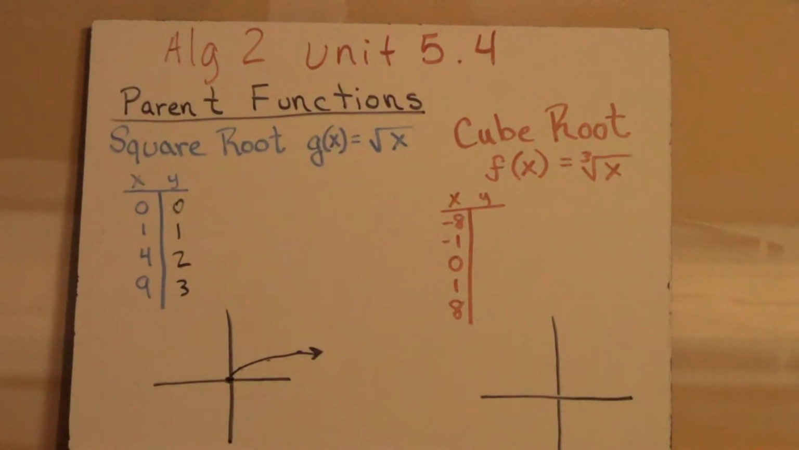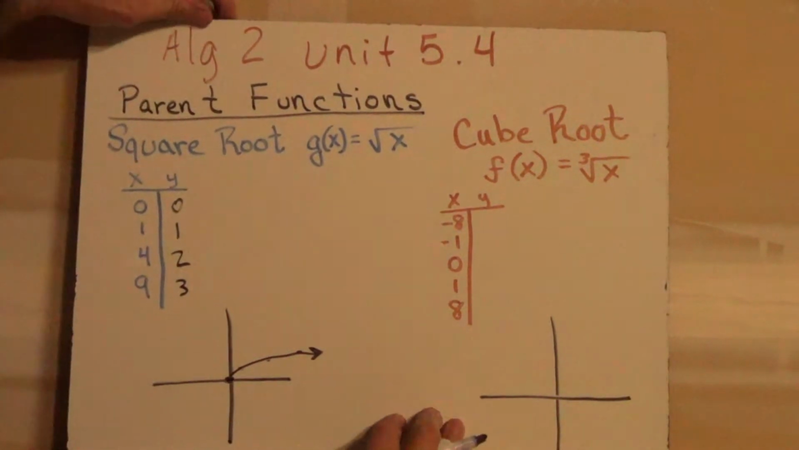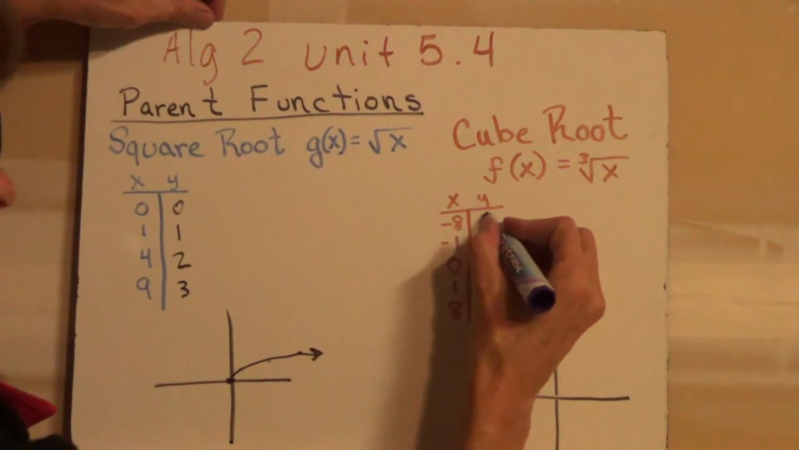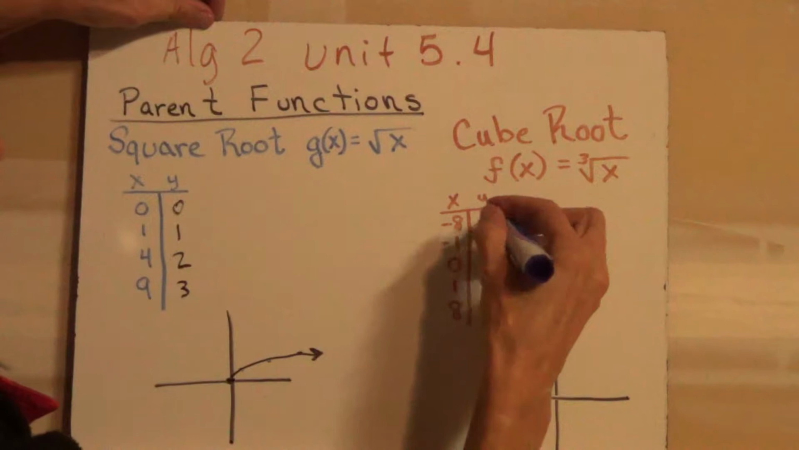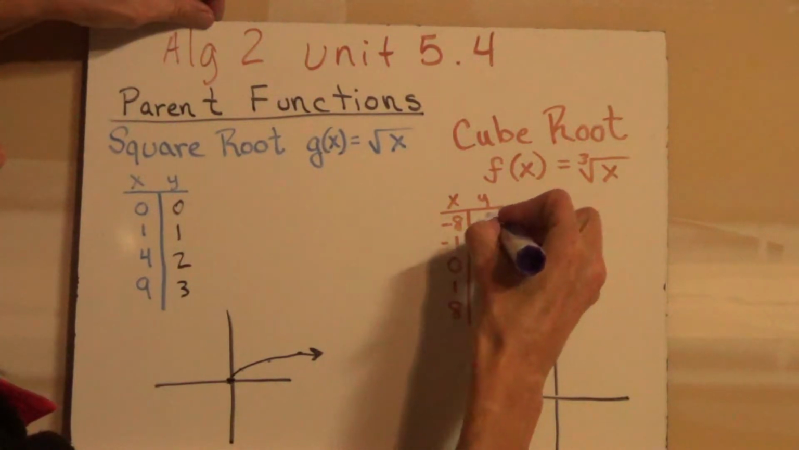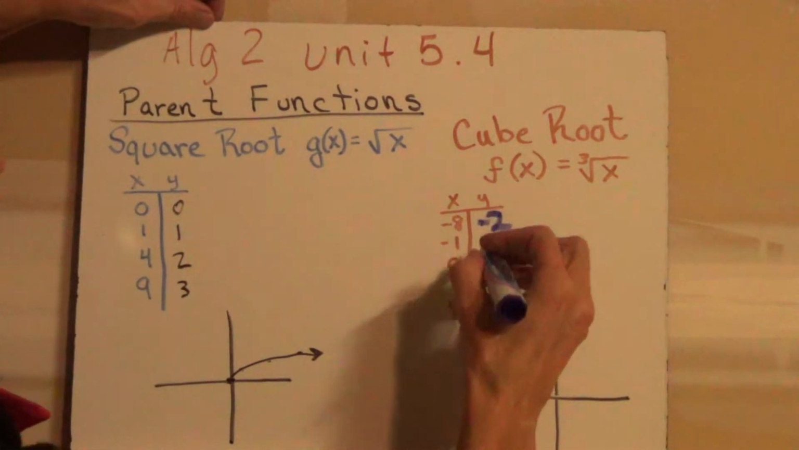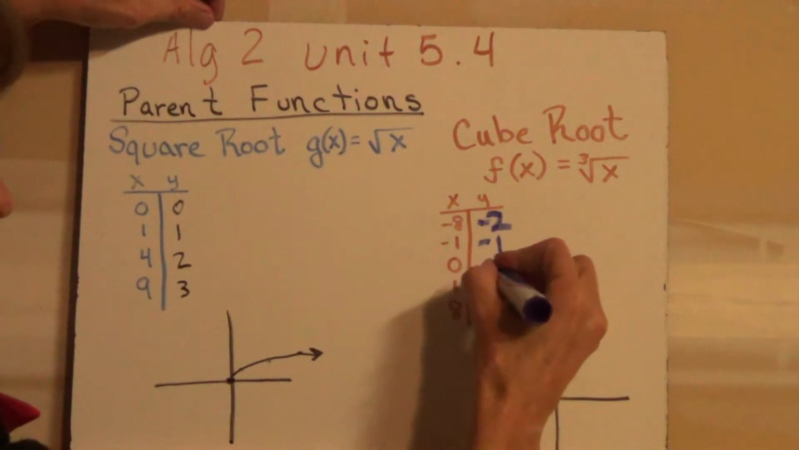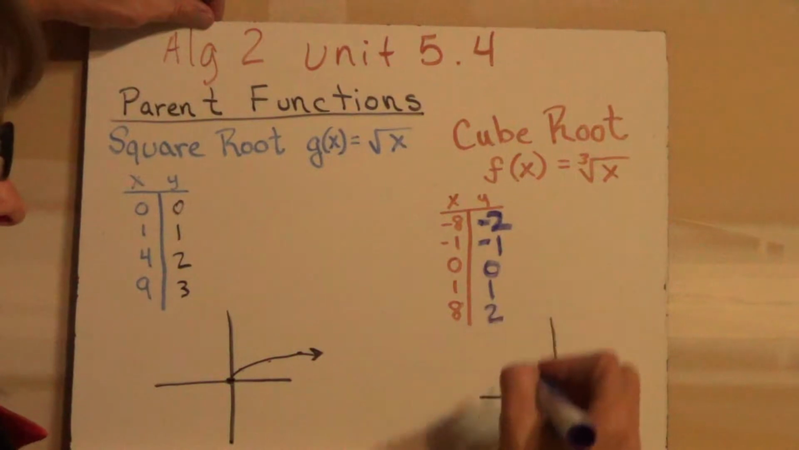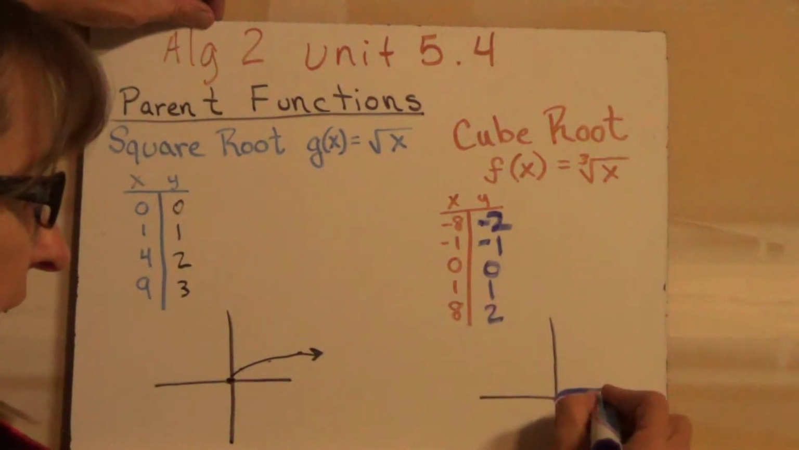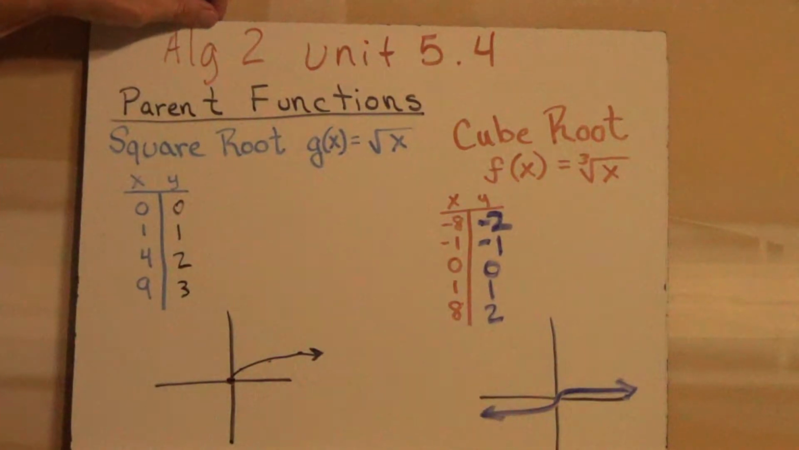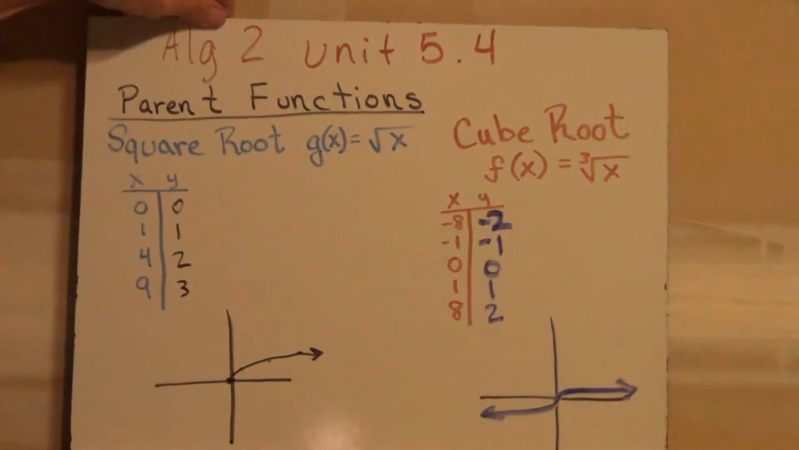And on the cube root function, again I put in perfect cubes. Negative 8, cube root would be negative 2. Negative 1, cube root would be negative 1. 0, 0, 1, 1, and 8, 2. Now, we've graphed this in the last lesson. It looks something like that. Remember, an odd function can have the negatives.